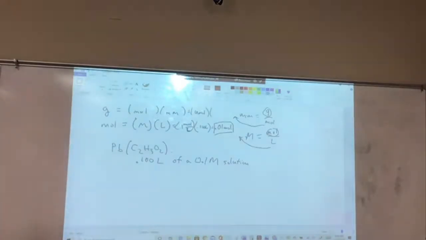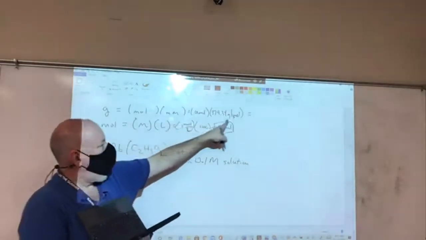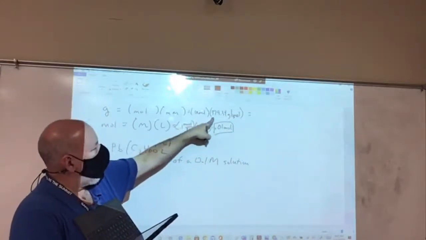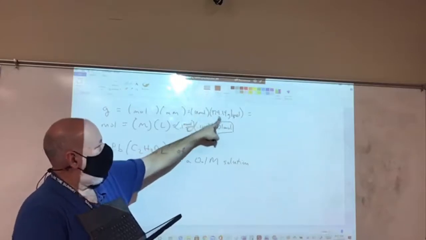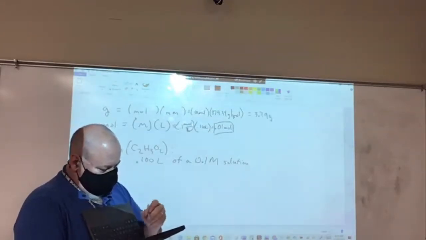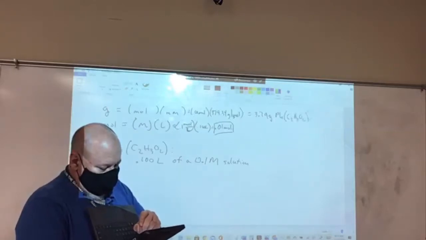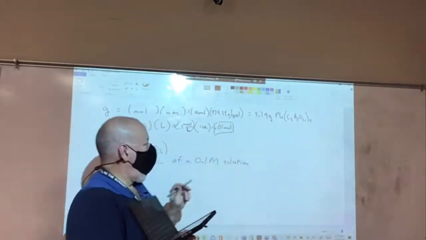And I told you I would give you the molar mass of lead acetate, and it is 379.34 grams per mole. Okay, and so if I want to know how many grams I'm going to need, all I need to do is multiply this by 1/100th, moving the decimal place over 2 spots, right? And I need 3.79 grams of lead acetate. Okay? I need that many grams of lead acetate.